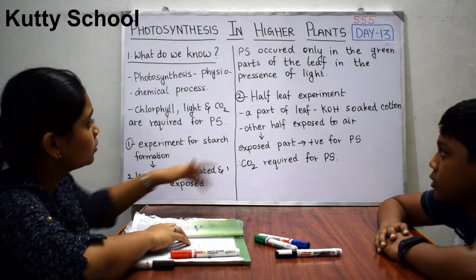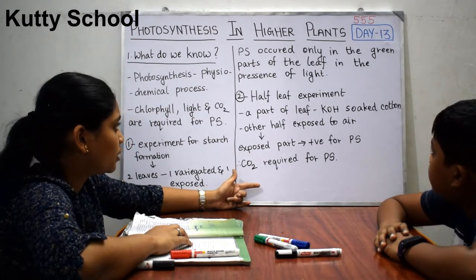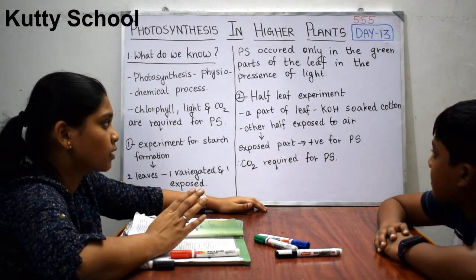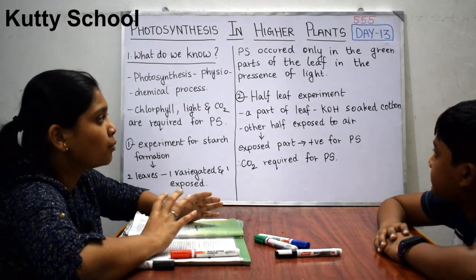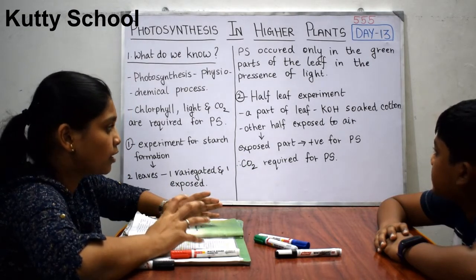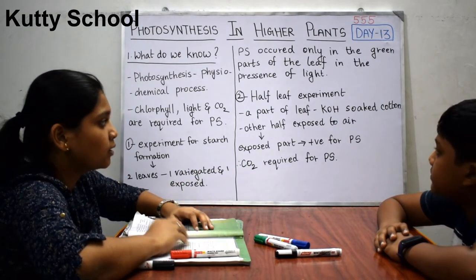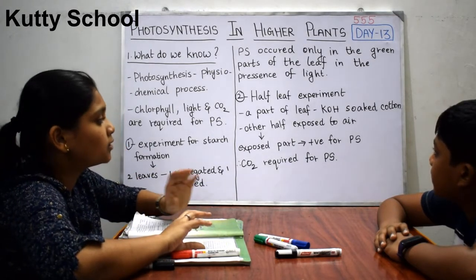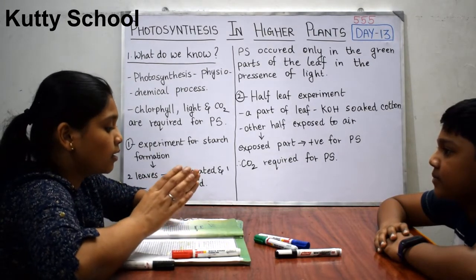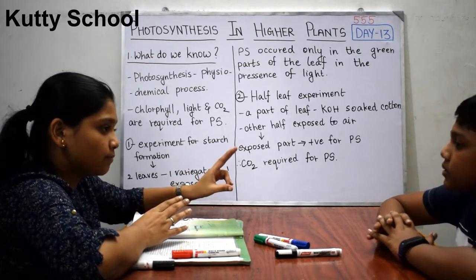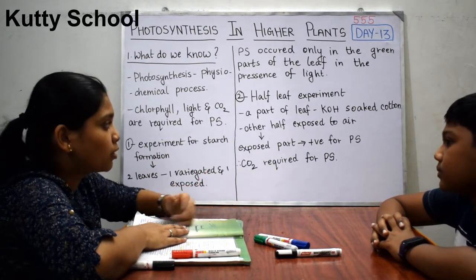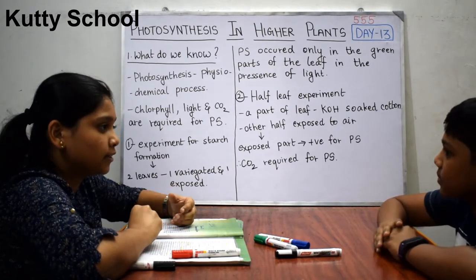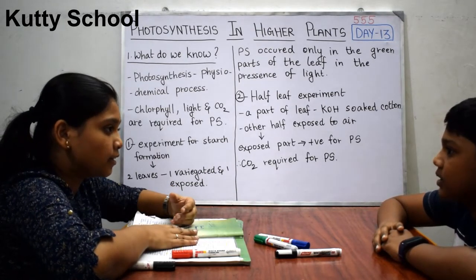Now the second experiment, which is the half leaf experiment. Here a part of the leaf is covered with cotton soaked in KOH, potassium hydroxide. What does this potassium hydroxide do? It absorbs all the carbon dioxide and does not let any carbon dioxide enter the leaf.